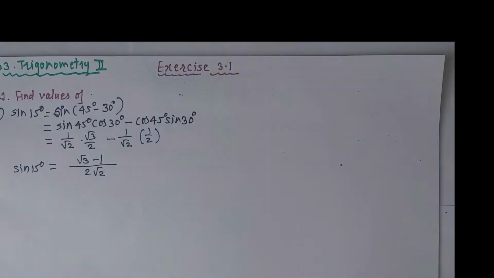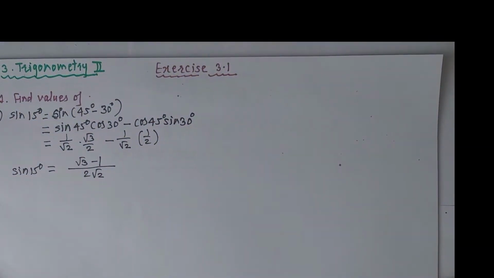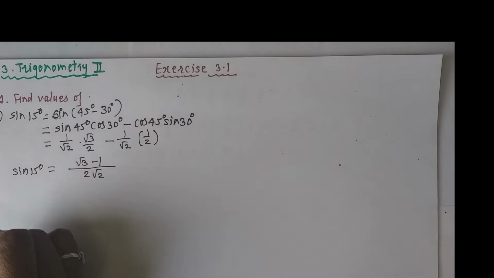If you know the 6 formulas which we have derived in our previous lecture, that is formulas of sin A plus B, A minus B, cos A plus B, A minus B and tan A plus B, A minus B, then it is very easy to solve such type of problems. Again you have to remember the table 0 to 90 or 0 to 360 degree. Okay, let's see the second question.